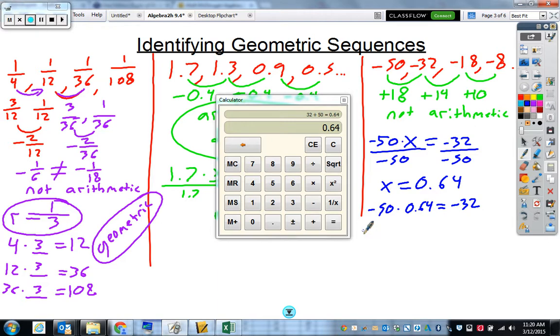Well, that means negative 32 times 0.64 should equal negative 18 if it's geometric. Let's see if that works. So I have 32 times 0.64 equals, well, I get 20.48, which is not negative 18. So it's not geometric. So this one would be neither.